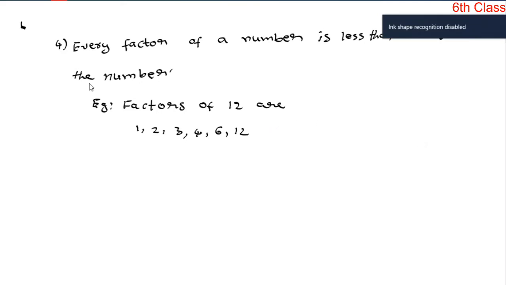Fourth property: every factor of a number is less than or equal to the number. For example, what are the factors of 12? 1, 2, 3, 4, 6 and 12. Each one of these numbers is a factor of 12. Every factor of a number is less than or equal to the number. What is the number here? 12 is the given number.